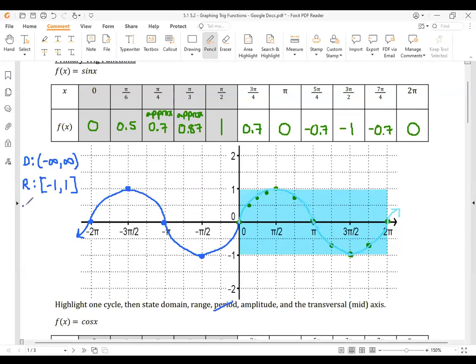So wavelength, it's, I'll say, okay. Amplitude. Please be advised, amplitude is not the range. That's the amplitude.